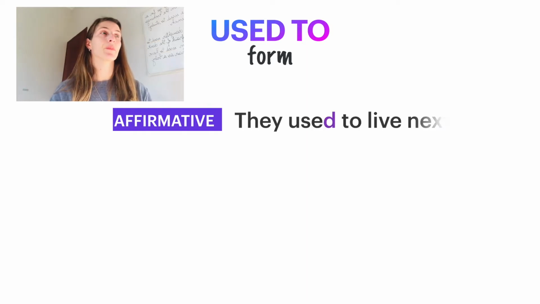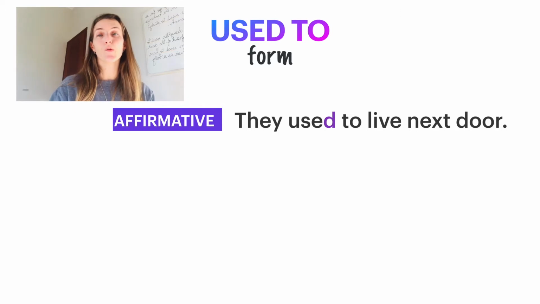Okay? So let's have a look at the affirmative form of used to. They used to live next door. Ellos solían vivir al lado, solían ser vecinos. So, pay attention. Of course, as we are talking about the past, como estamos hablando del pasado, ese used termina con D porque justamente está conjugado, es un verbo regular que está conjugado en el pasado.